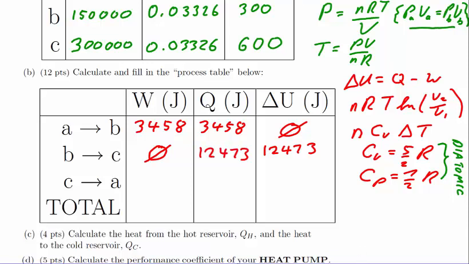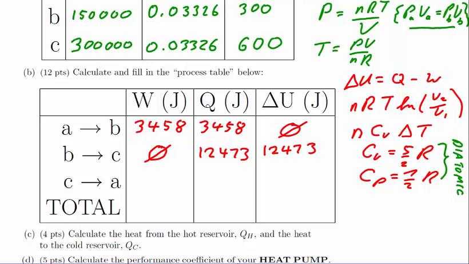The last line to be calculated before we check our totals is process C goes to A, where C goes to A is a constant pressure process. Unfortunately, in the constant pressure process, there are no zeros among W, Q, and delta U, meaning that we're going to have to perform 3 calculations.